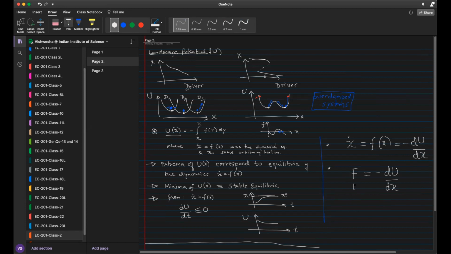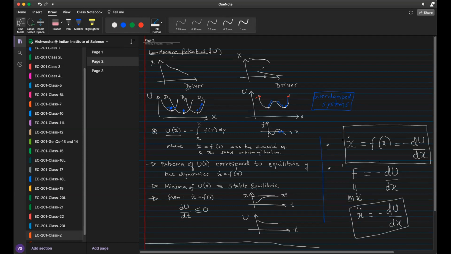Force is also equal to mass times acceleration. Do you remember that? So therefore, if I were to assume that the mass is 1 unit, what do you have? x double dot is equal to minus du by dx. Is that right? So this is the physics equation of how a particle moves in a potential. But this is the dynamical system moving in a potential. Do you see the difference between the two?